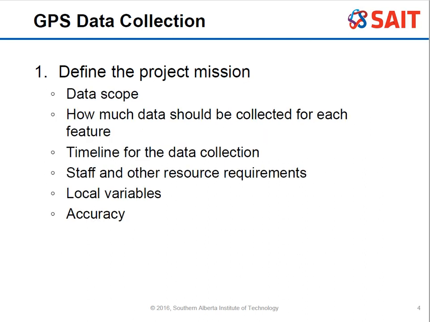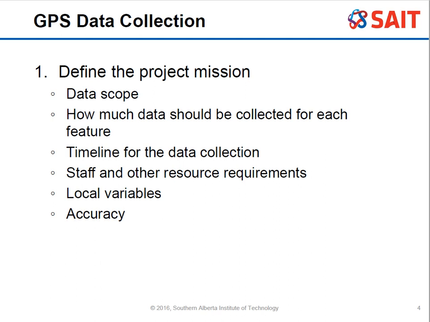So the first step is defining the project mission. So you need to know what is the scope of what I'm collecting. And often that is the hardest part, right? Like, why am I going out and collecting data? And what do I need to collect data for? So for example, it says here how much data should be collected for each feature. So what attributes do you need? What kind of accuracy do you need for each of those? You need to know all of that.